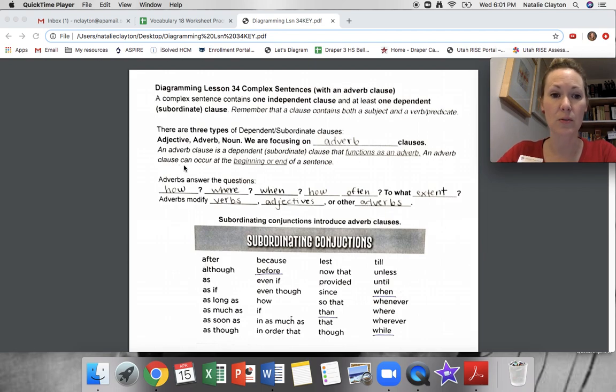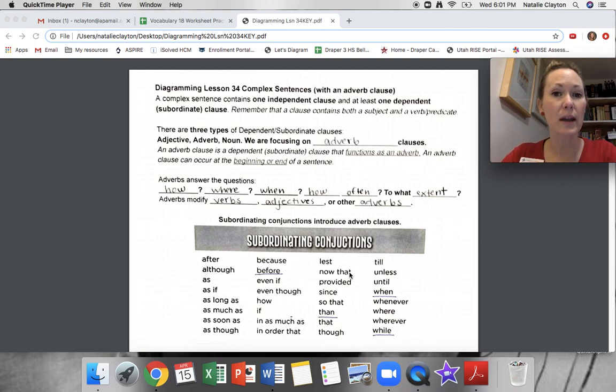So a couple things to know. The adverb clause is a subordinate clause. It's a dependent clause, and it functions as an adverb. And then this clause can either be at the beginning or the end of a sentence, so watch out for that. But you'll have these little trigger words, which are subordinating conjunctions, and all of these words will help you know that the adverb clause is going to be right after, or it'll be part of the adverb clause.